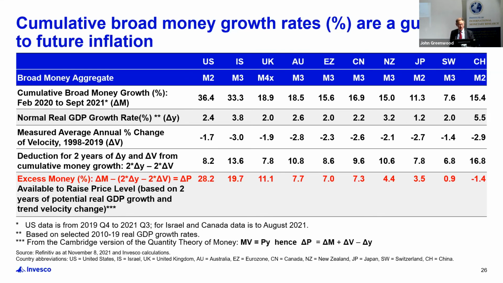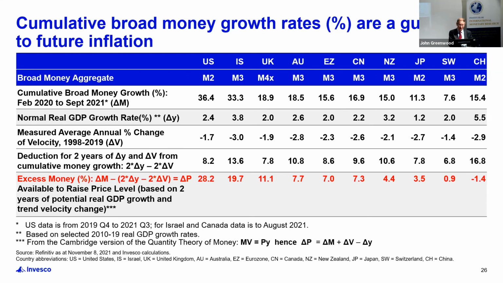So for the US, the cumulative money growth was 36.4. We deduct 4.8 for financing real GDP growth, the trend of GDP growth, and we deduct 3.4 for the increase in money balances. And then that gives us 8.2 percentage points in total. So that leaves us with 28.2. That is a point estimate of the amount of excess money in the US. And you can do the same.